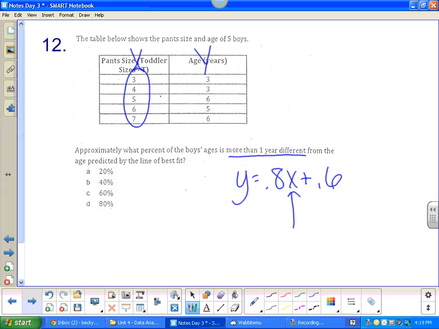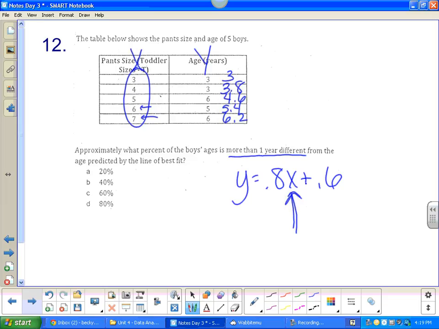So I plug in a 3 and I get a 3. I plug in a 4, I get a 3.8. I plug in a 5, I get a 4.6. I plug in a 6 and I get a 5.4, and I plug in a 7 and I get a 6.2. And that's just plugging them into this formula. Feel free to pause this, plug those in to make sure you see where those numbers are coming from.